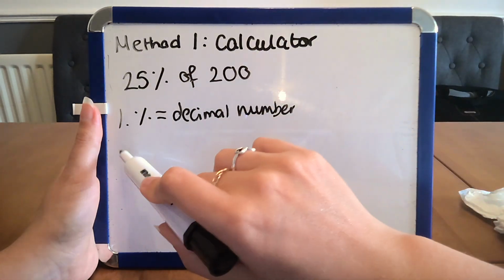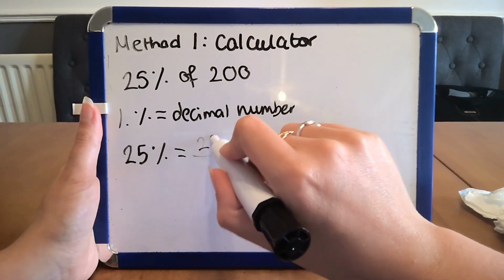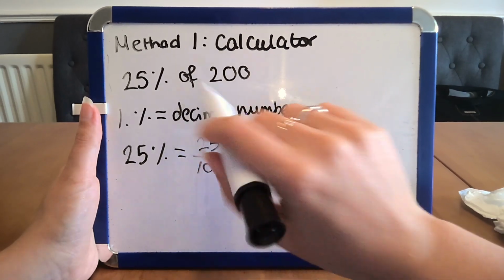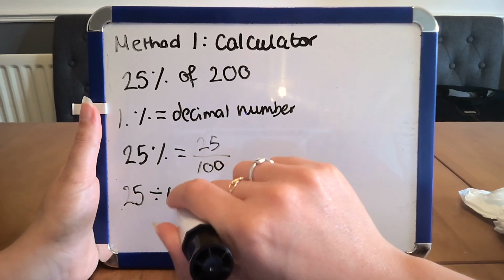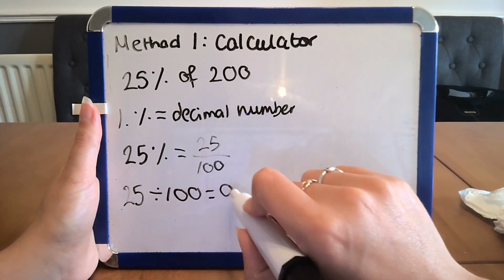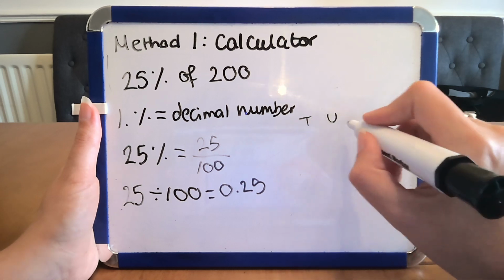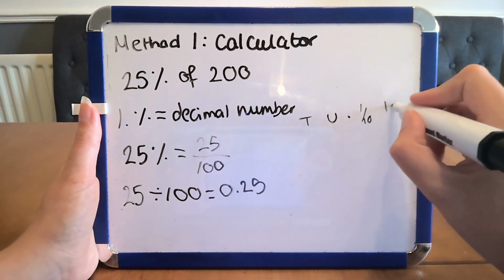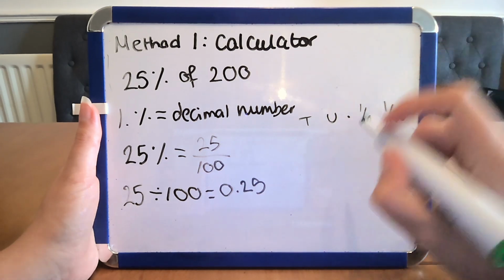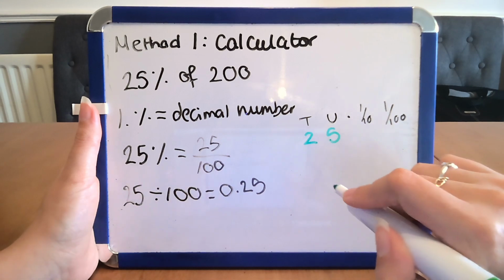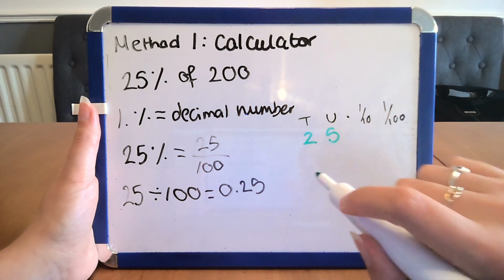So the way in which we do this is we think of 25% as actually 25 over 100. So to find it as a decimal, we do 25 divided by 100 equals 0.25. So just to show you that in place value, our original number being 25 is here. We're then dividing by 100. So we are moving our numbers 2 places.